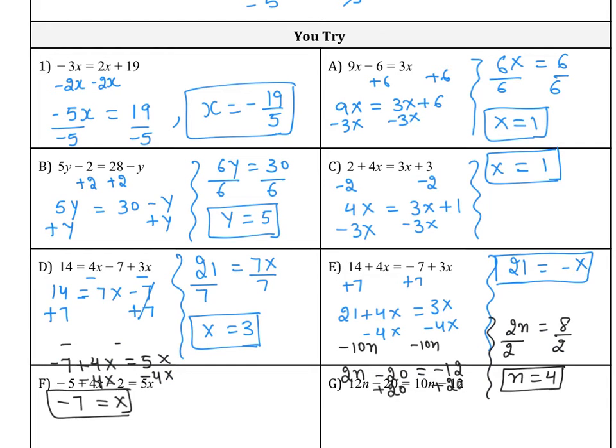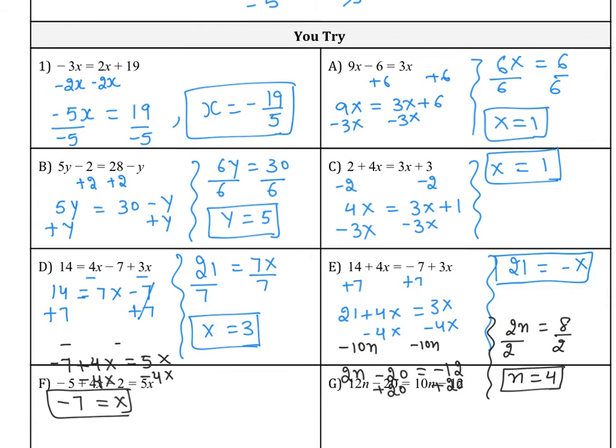So for letter C here, you're going to add the 2 on both sides, and then you're going to have the 4x on one side and the 3x plus 1 on the other side. Now subtract the 3x from both sides. You're going to get x by itself, and the x value should equal 1.